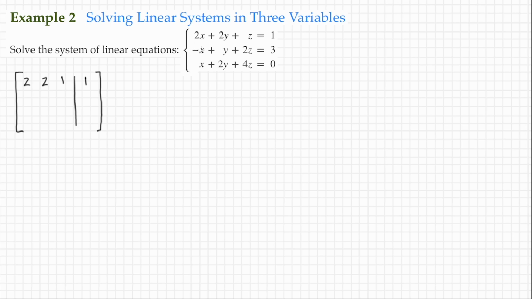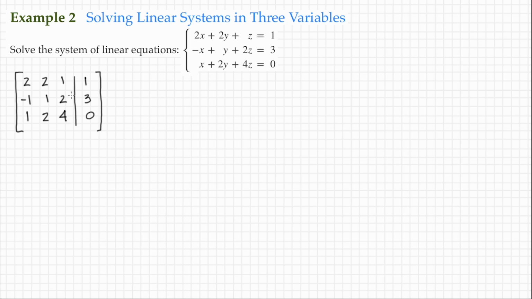The next row here, -1, 1, 2. And then for our constant, that's 3. Then we have 1, 2, and of course 4, and our constant is 0. And again, this column here represents our x variable. This column here represents our y, and of course the last column here will represent our z. And these are the columns that we do our elementary row operations on.